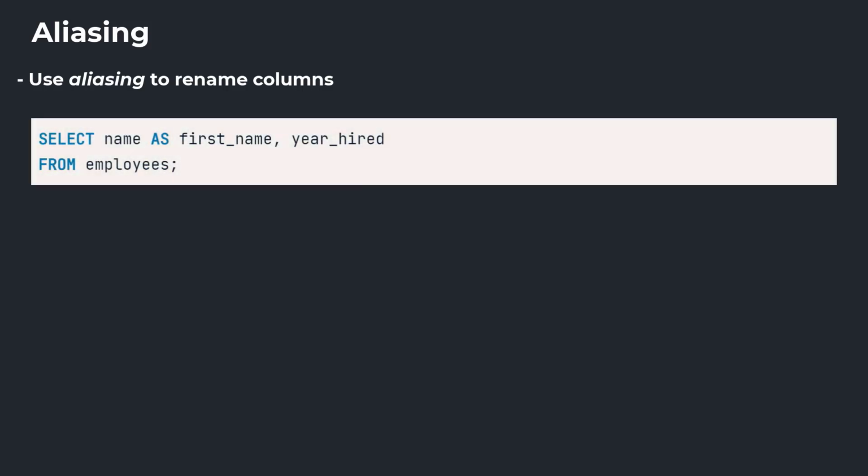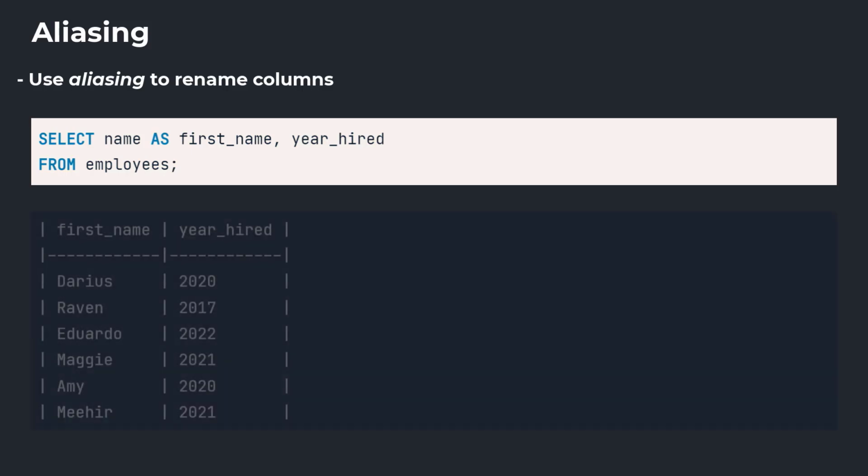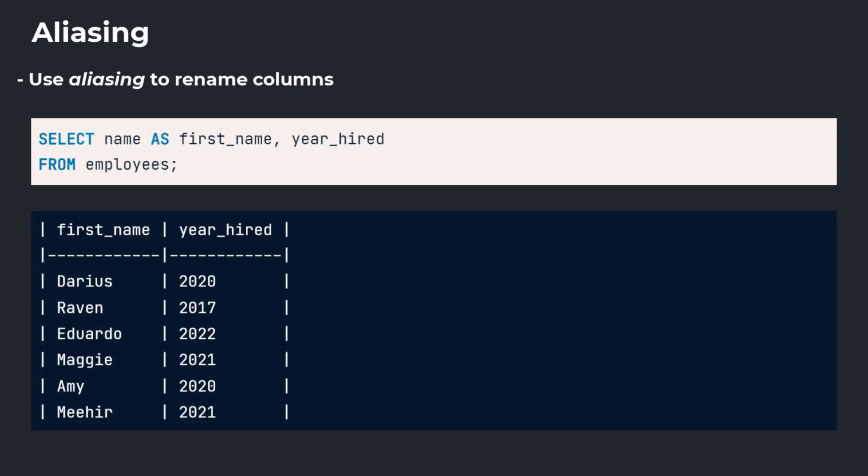Perhaps we'd like to select the name and hire_year for each record in the employees table. We could alias the name column as first_name in the query by adding the AS keyword to indicate an alias of first_name after selecting the name field. The result set now has first_name rather than name as the column header. The alias only applies to the result of this particular query. In other words, the field name in the employees table itself is still name rather than first_name.